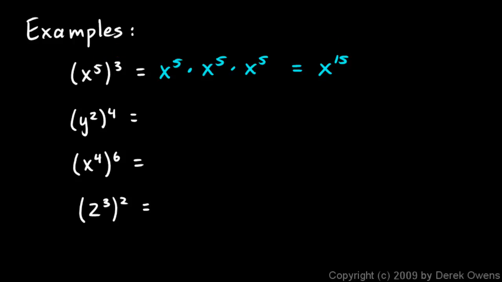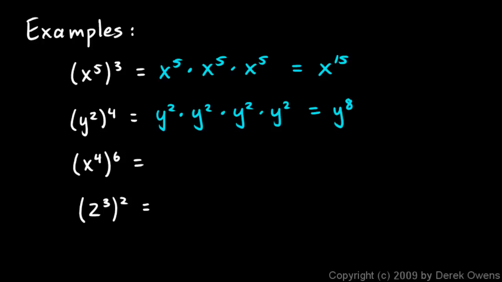Okay, let's look at the next one. Y squared to the fourth. Well, we need y squared multiplied by itself, a total of 4 factors of y squared. So it's y squared times y squared times y squared times y squared. And you should be able to see that by adding up these exponents, we will end up with y to the 8th.